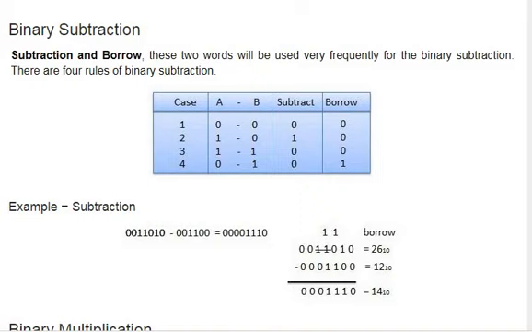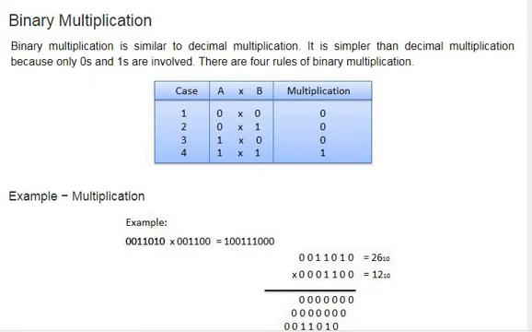Binary subtraction. 0 minus 0 is 0, and 1 minus 0 is 1, and 1 minus 1 is 0, and 0 minus 1 is 1 with borrow 1. So look at the example here. You need to borrow 1 while doing transactions. Binary multiplication. 0 multiplied by 0 is 0, 0 multiplied by 1 is 0, 1 multiplied by 0 is 0, and 1 multiplied by 1 is 1.